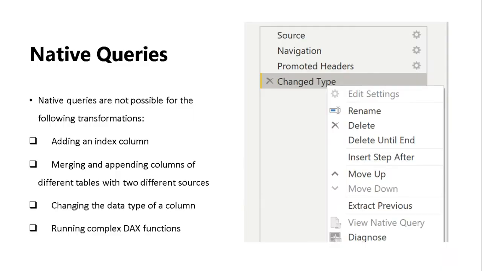There are certain places where native query will not work. What are those transformations? For example, adding an index column, or when you're trying to merge and append a column, or changing the data type of a column, or running some complex DAX functions, you cannot have a native query run behind your transformation. It will be disabled, as you can see in the screen.